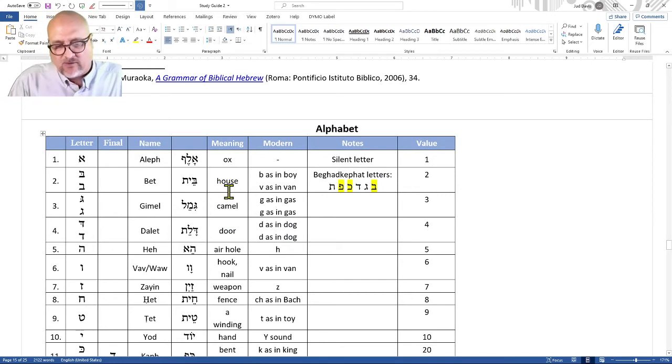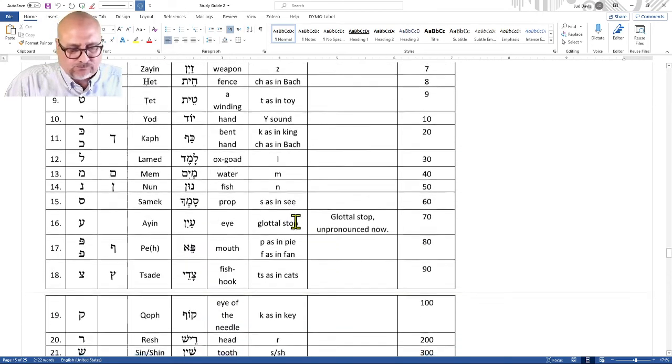So memorize the letters, then realize the letters are words. You get some words if you do that. Try to remember which words are Begad Kefat words. Remember that the Dagesh line takes the H out of Begad Kefat. And if you do that, you're going to be well on your way.